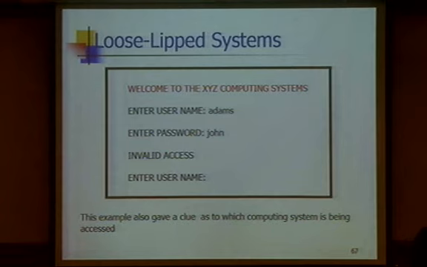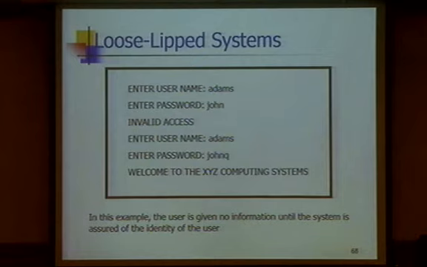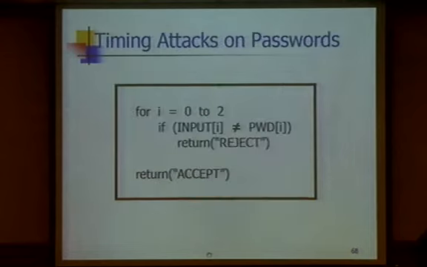This is also not correct. This example also gives us some hint about which company's system is being accessed before the user enters the correct password and ID. This is the correct one. In these examples, the user is given no information until the system is assured of the ID and password of the user. The system name is displayed after the user enters the correct ID and password. Let's see another example.